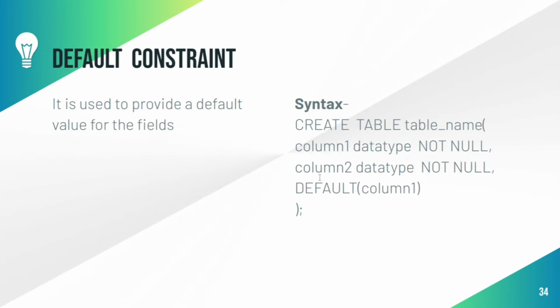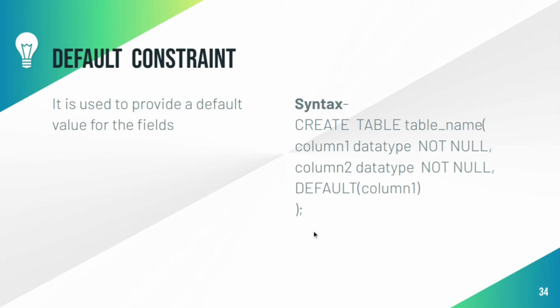Next, default constraint. It is used to provide a default value for the field. If at the time of entering new data in a table the user does not specify any value for these fields, then the default value will be assigned to them. The syntax is create table, table name, and then write default here. Let's check in the terminal how it works.